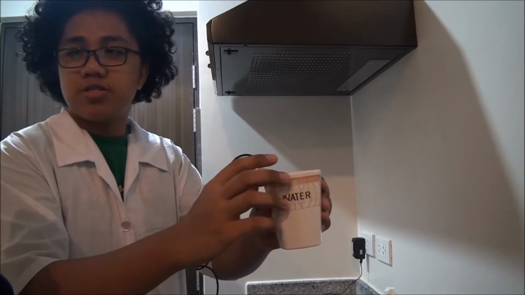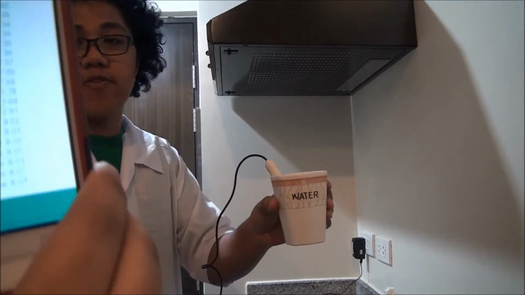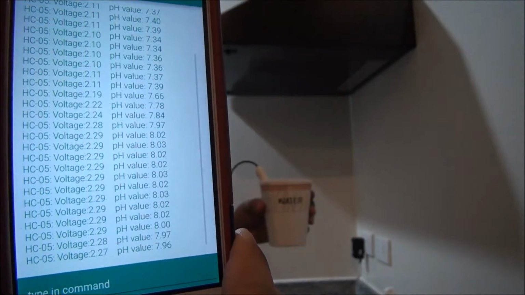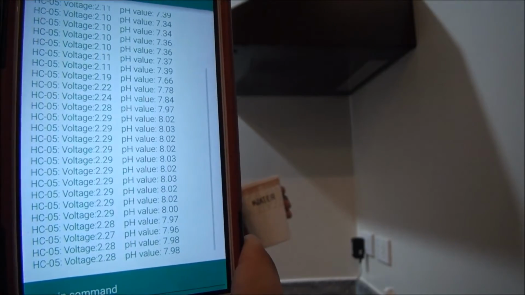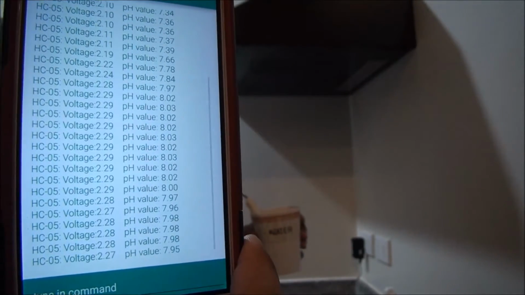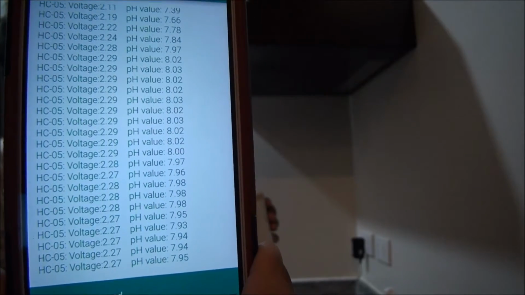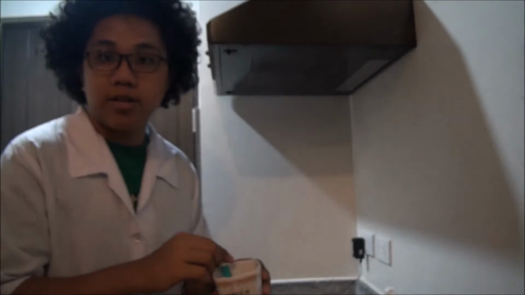So Mr. Soralio's drinking water has a pH value of 8. That means it's a little bit basic, it's still near 7, but unlike distilled water which has a pH value of 7, this has a higher pH value. Maybe Mr. Soralio is ordering alkaline water.